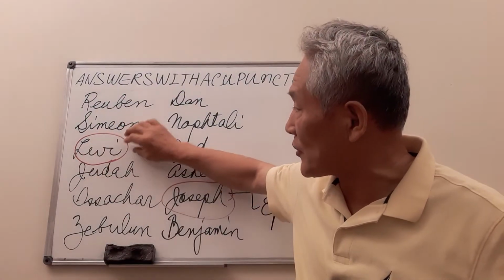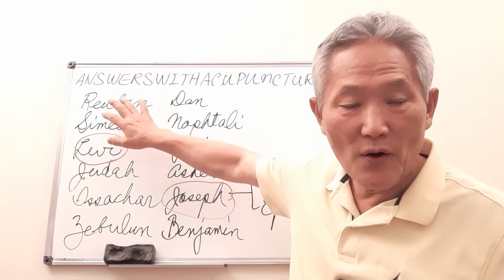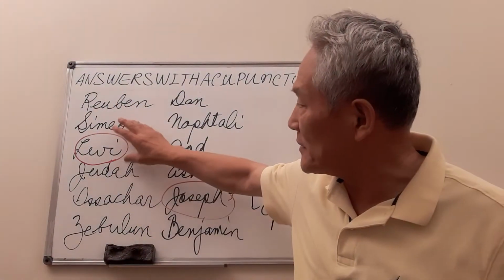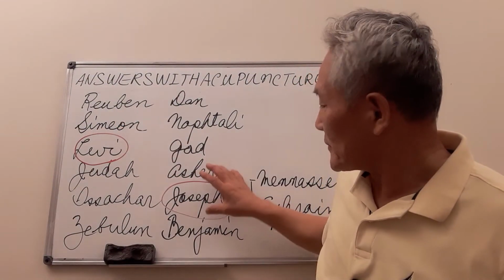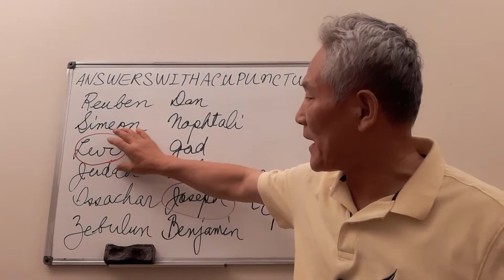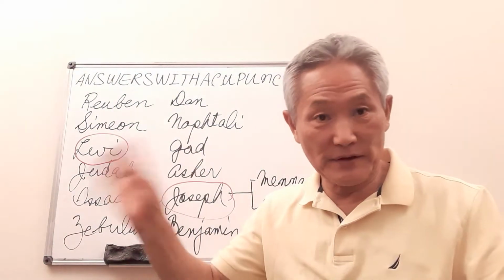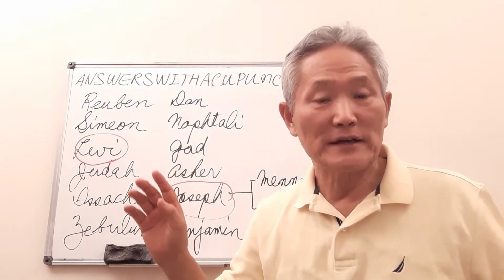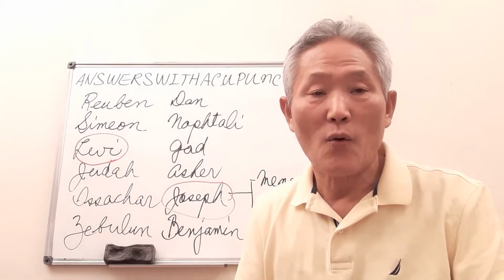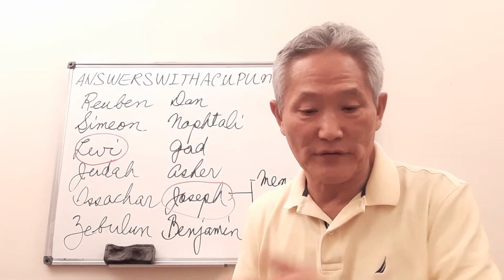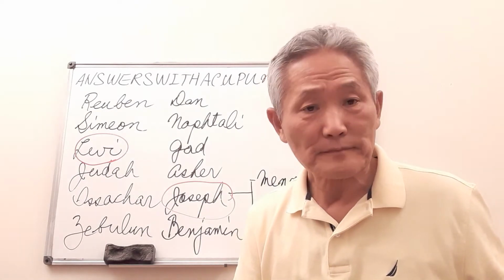So depending on whether Levi is in or out: Levi in, then Joseph in. Levi out, Joseph out, then use these two. If you understand this one, it's very simple to understand why they use 12 and 13.